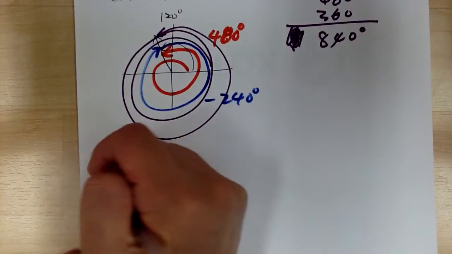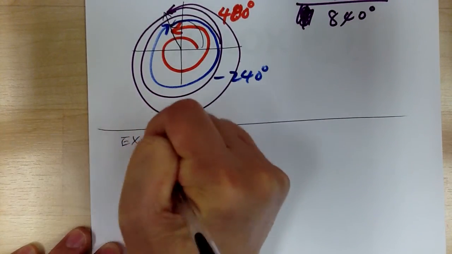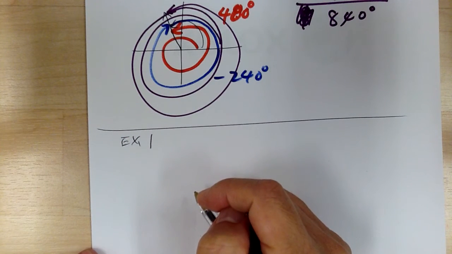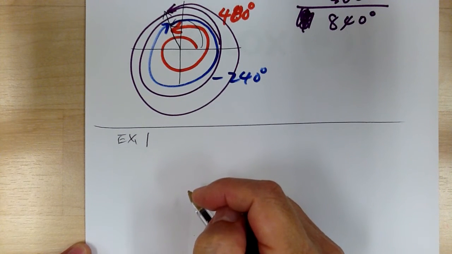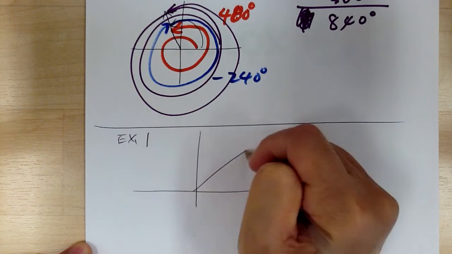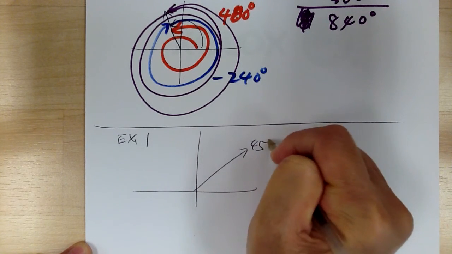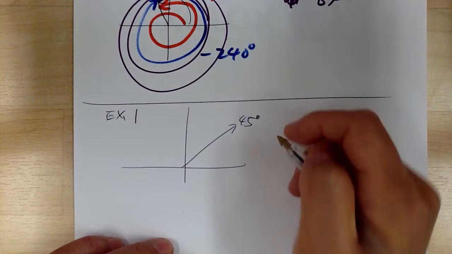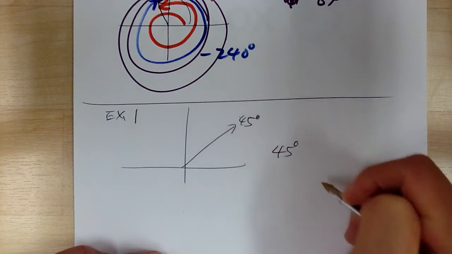Okay, so let's go to example 1. Example 1 says give a formula for the measure of angle coterminal with 45 degrees. So here's your 45 degrees. You want to find a formula. Again, it's very easy. That's what you start out with.